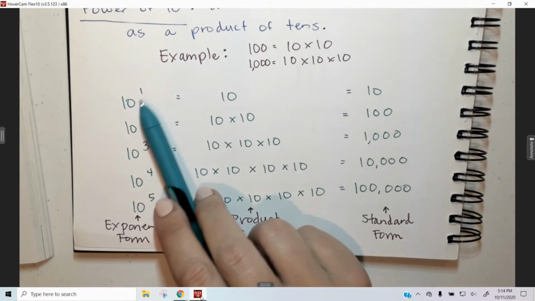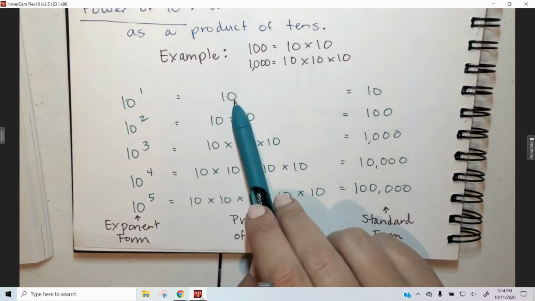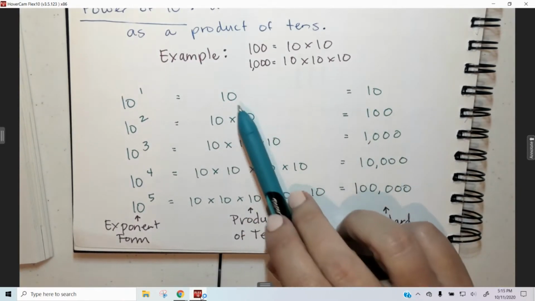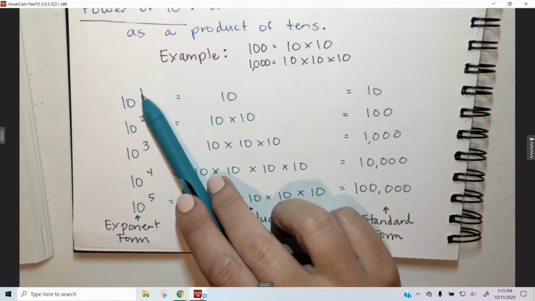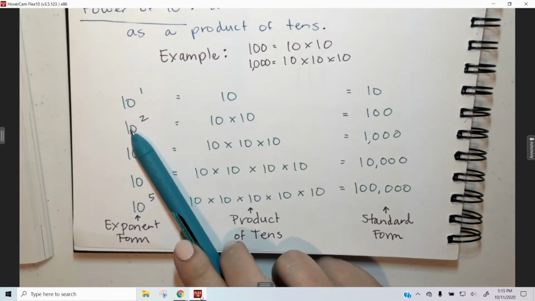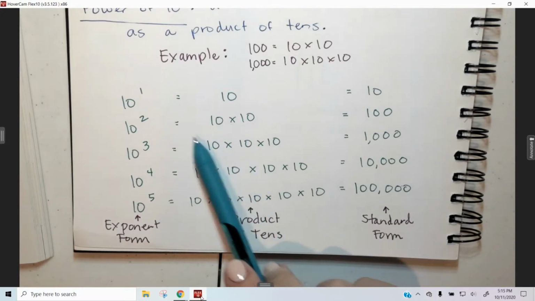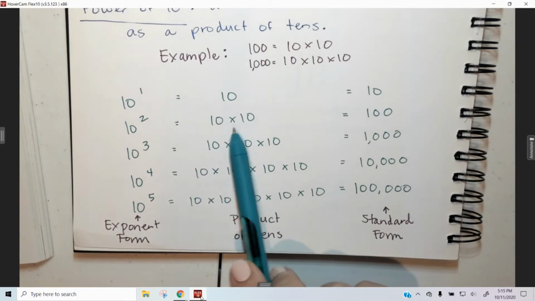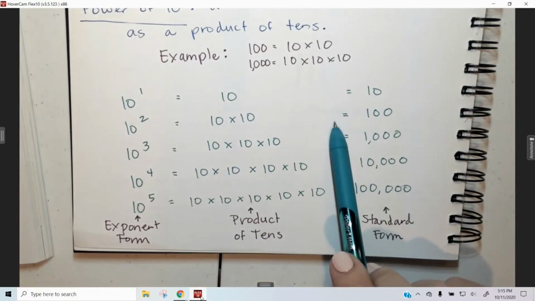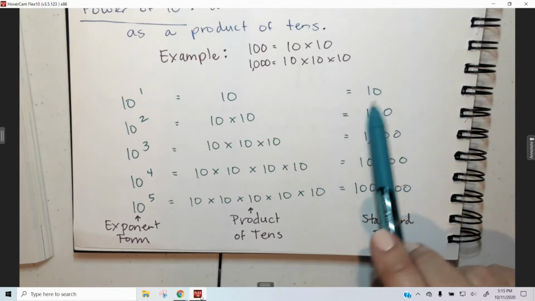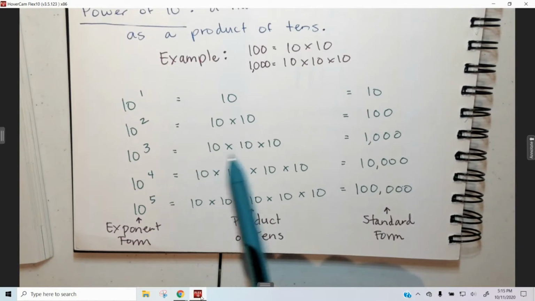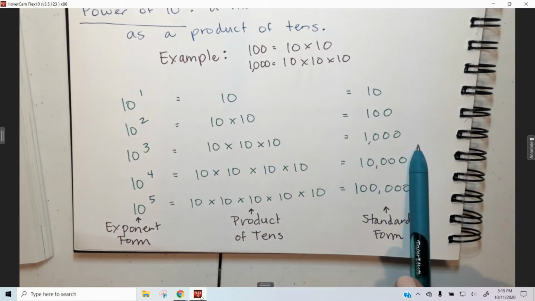So for example, 10 to the first power is the same as just saying 10, because it's essentially 10 one time. That's why it's just 10. 10 to the second power is written in products of 10 as 10 times 10 because there are two 10s. And then 10 to the second power is the same as 100. 10 to the third power, written as a product of tens, is 10 times 10 times 10. In standard form it is 1,000.